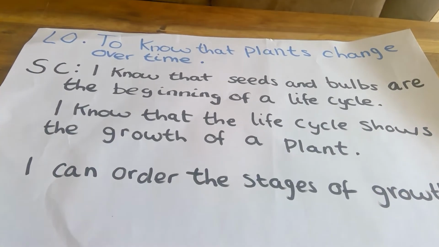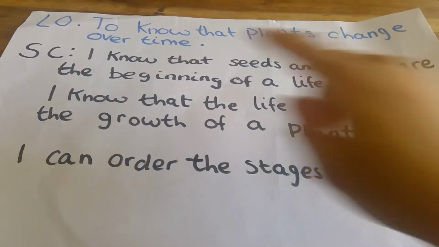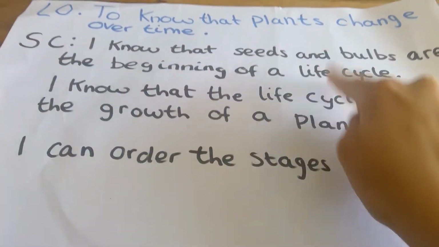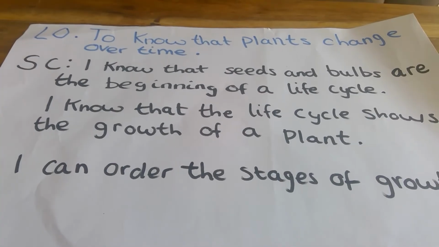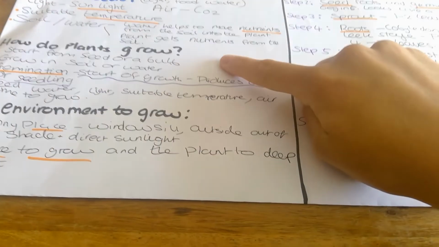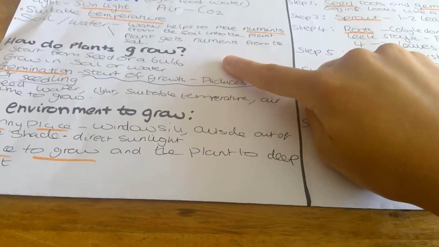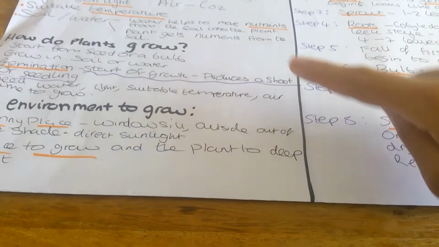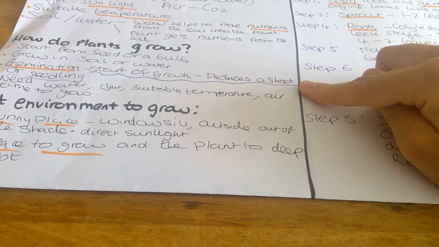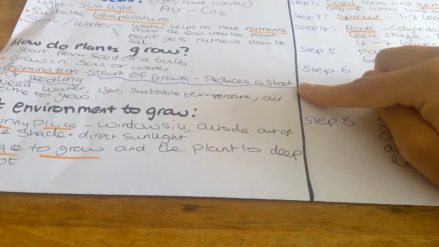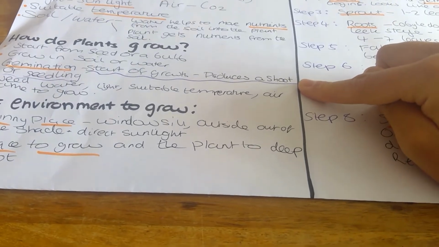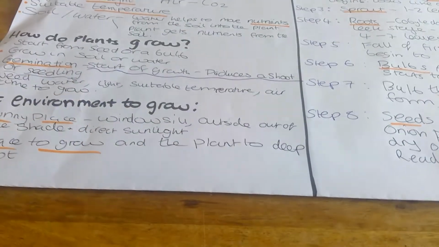So if I look back at my success criteria, the first one is I know that seeds and bulbs are the beginning of a life cycle. Now from my notes, I have found out that plants grow from a seed or a bulb, and I have also found out that germination is the start of the growth of the plant, which produces a shoot or a little seedling.